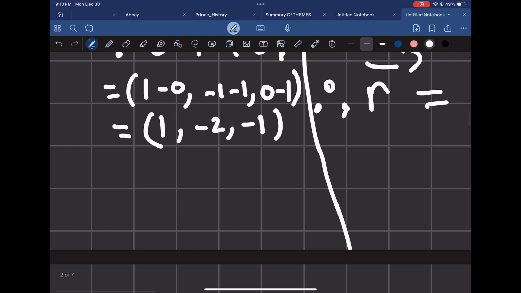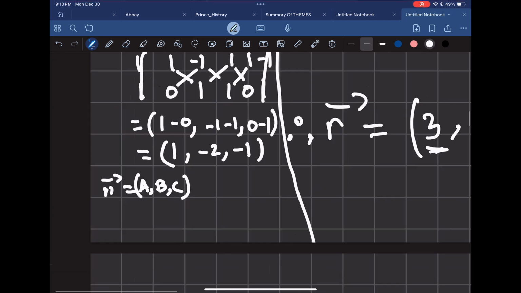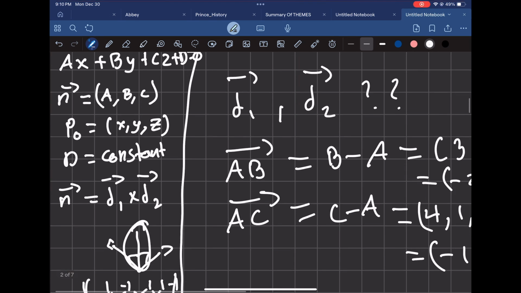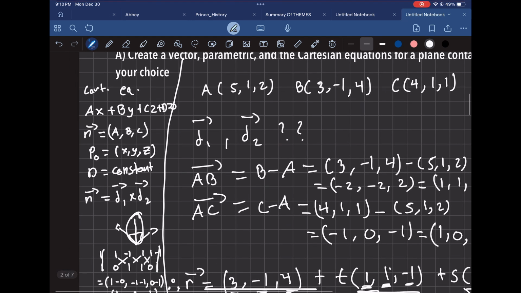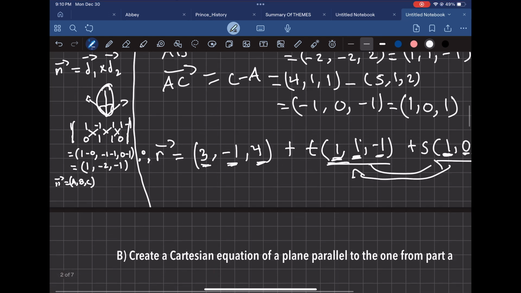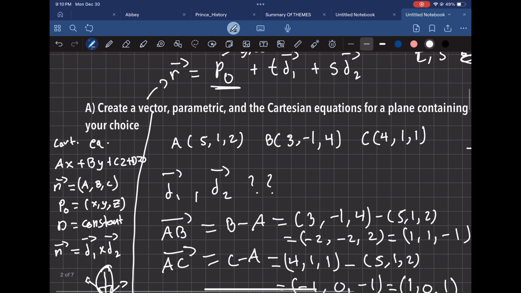If you recall, n equals a, b, c, and we have our point given, x, y, z. We have 3 points to choose from, so all we have to do is substitute the normal that we got, and any one of these points could be used. I'm going to pick c for this video. It could be any one of these points. Solve for the d value, and there's your full Cartesian equation. So let's do that right now.